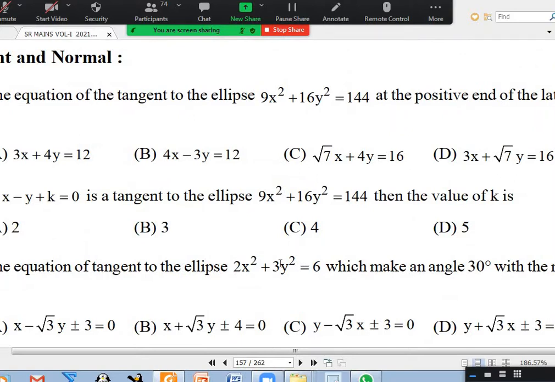Any doubt about 57? Simply take the end of the latus rectum (S1) comma ae comma b square by a, and do S1 equal to 0. You get the equation of the tangent.